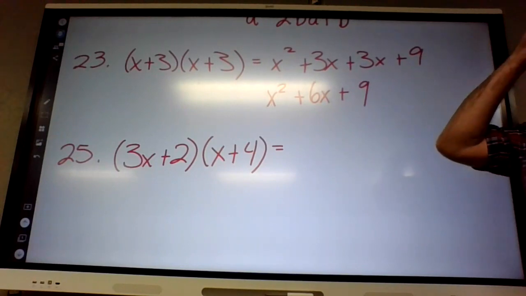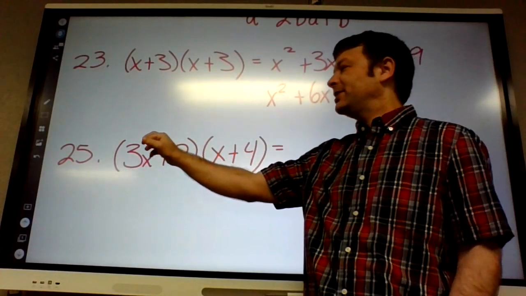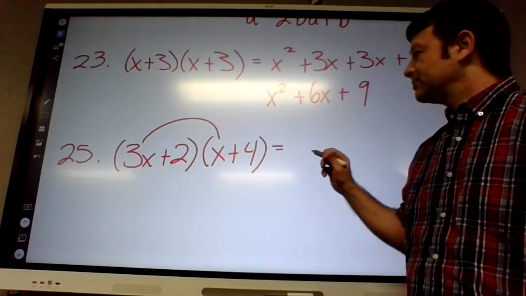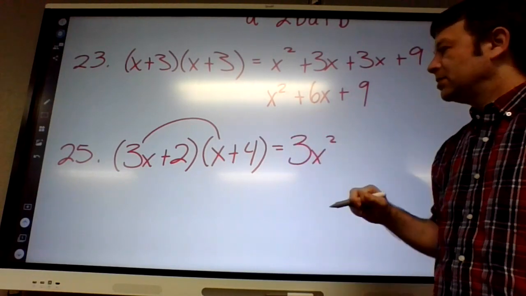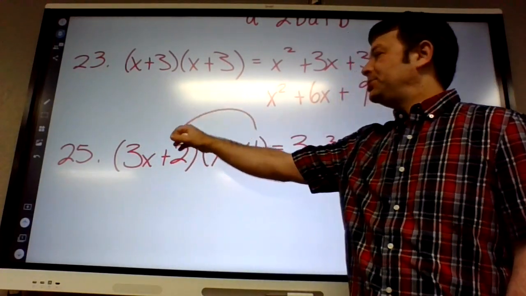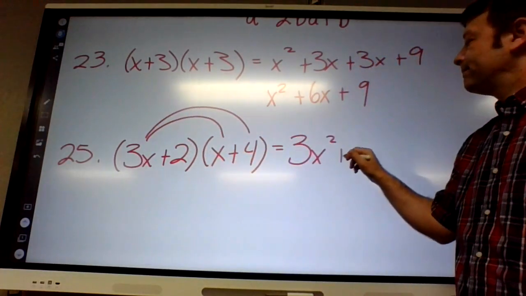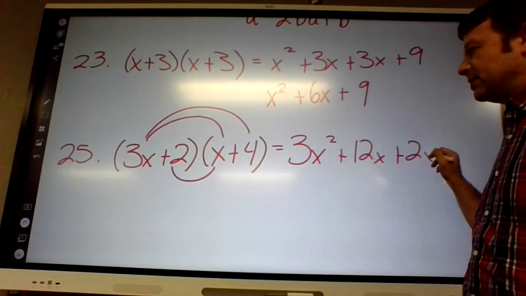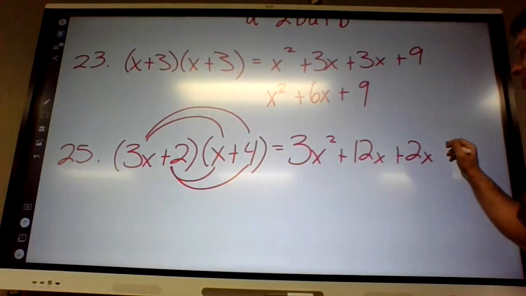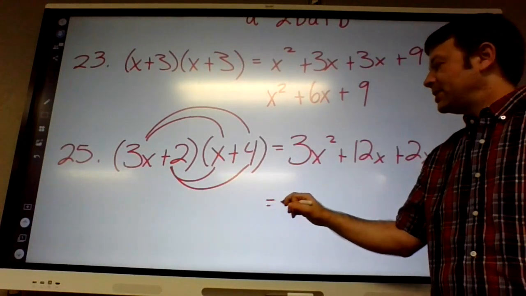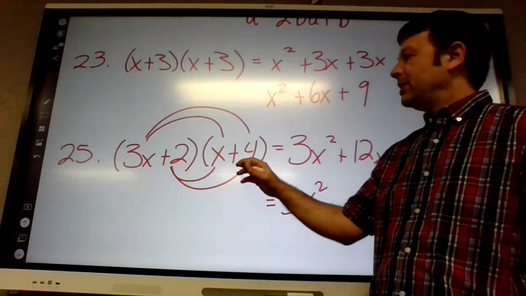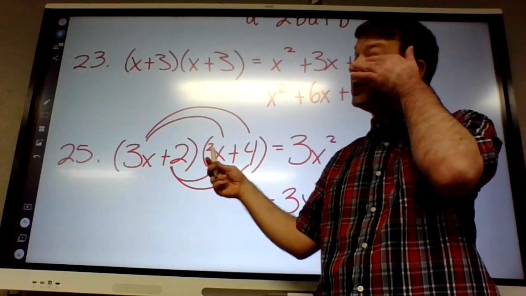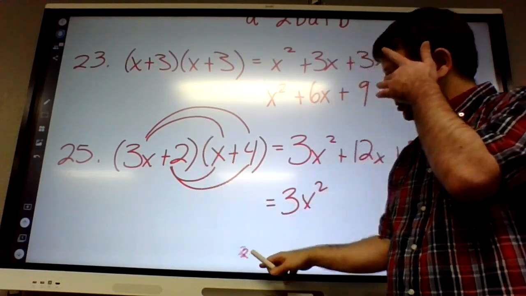Okay, Timothy. So on this one, instead of just X times X, it's 3X times X. So Timothy, what would that be? 3X squared. Outside, inside, and last. Not much changed. So if this term was like 2x, the 3x times 2x would have been 6x squared. We'll do more of that tomorrow.